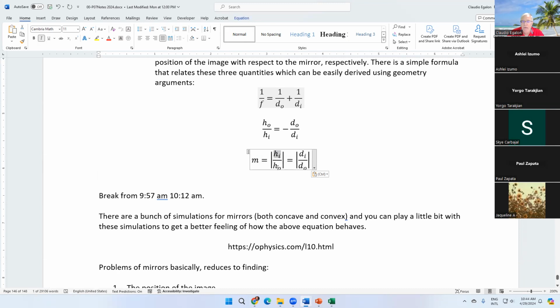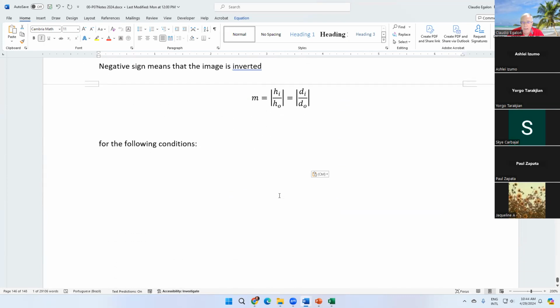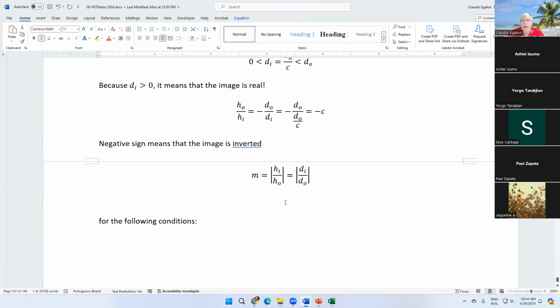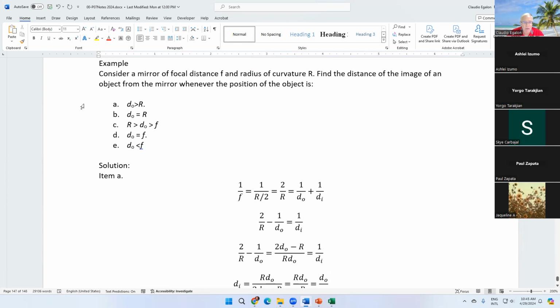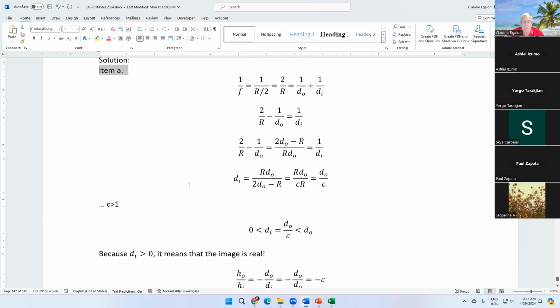If the HI is greater than H naught, then we have a magnification, okay? And what would be the, here in this case, what would be the magnification? Okay, in this specific case, the magnification would be 1 divided by C, right? 1 divided by C, like that. Which is, by the way, less than 1. That's what happens when the object is past the radius of curvature, okay? That's one region.